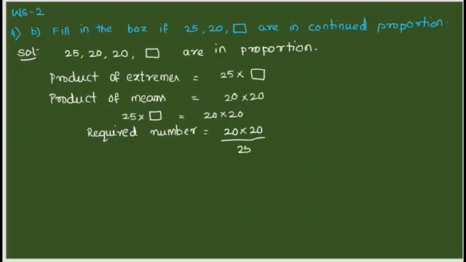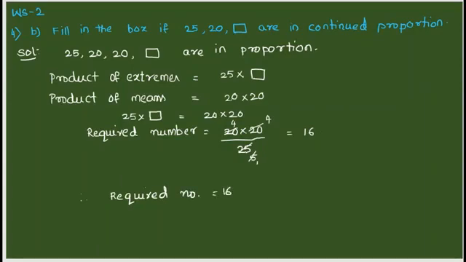So what is the highest common factor of 20 and 25? 5. So 5 4s are 20, 5 5s are 25. Whether 20 is divisible by 5? Yes. 5 ones are 5 and 5 fours are again 20. So ultimately we get the result 4 into 4, that is 16. Therefore the required number is 16. So you can write the conclusion, children. Therefore the required number is 16.